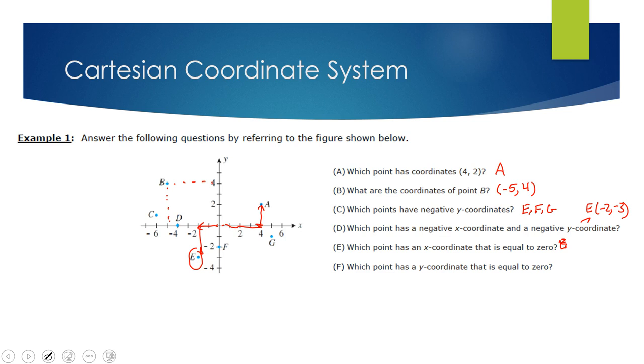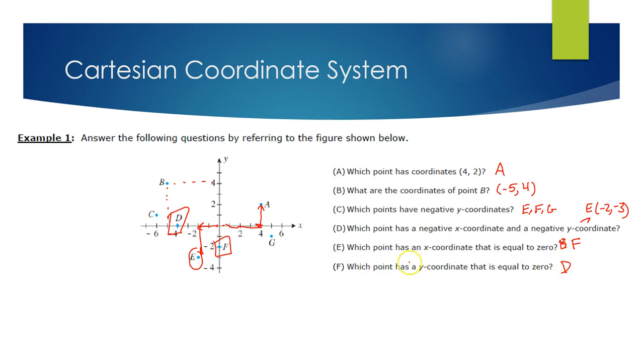Which point has an x-coordinate that is equal to 0? Well, if it has an x-coordinate equal to 0, that means there's no left or right movement. It's going to be somewhere on the y-axis, and that looks like it's going to be point F. And which point has a y-coordinate that is equal to 0? That's going to place it on the x-axis, and the only point I have on the x-axis is D. So hopefully that wasn't too much trouble for you, because it's something you usually start off with in algebra.